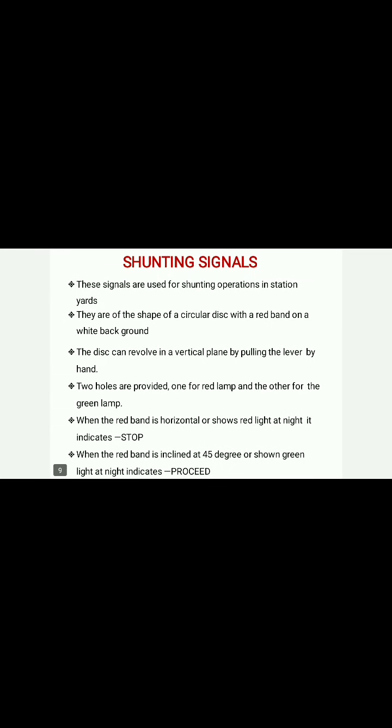Next are the shunting signals. These signals are used for shunting operation in station yards. They are circular discs with a red band on a white background. The disc can revolve in the vertical plane by pulling the lever by hand. Two holes are provided, one for the red lamp and another for the green lamp. When the red band is horizontal or shows red light at night, it indicates stop. When the red band is inclined at 45 degrees or shows green light at night, it indicates to proceed.